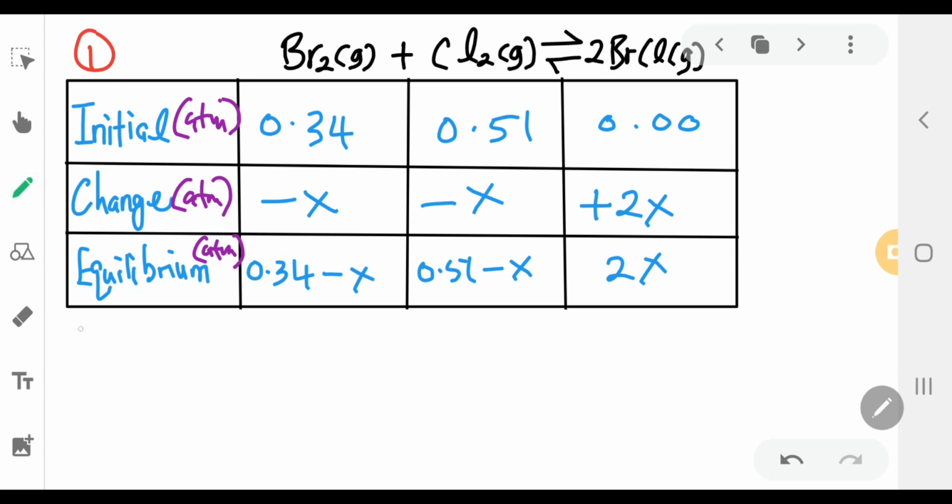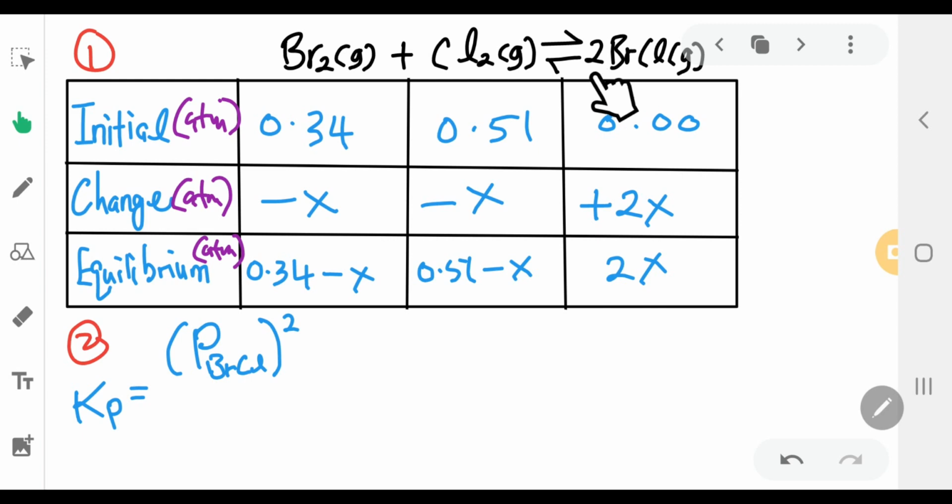Essentially, this is the first thing you need to be doing. Moving on to the second step, like what we have done for concentration, we're going to write the KP expression. By writing the KP expression, you will get another 1 mark. Remember, it is not square brackets for concentration, but we're going to use round brackets: partial pressure of BrCl, close the brackets, to the power of 2. Why do we have the power of 2? Because you have 2 moles of BrCl right there.